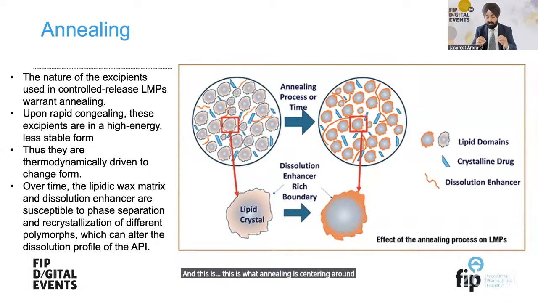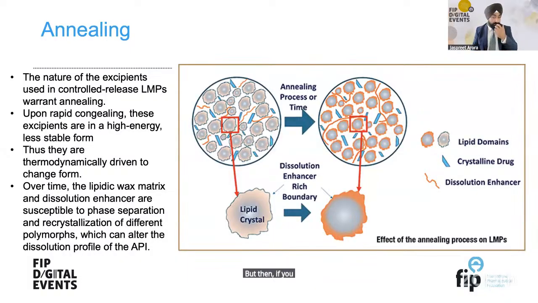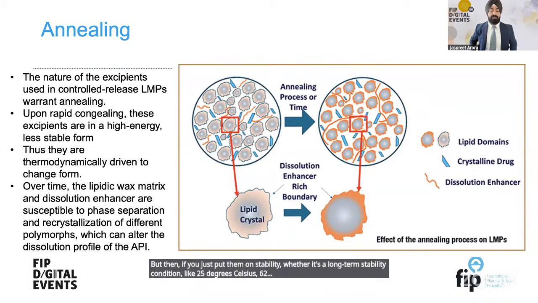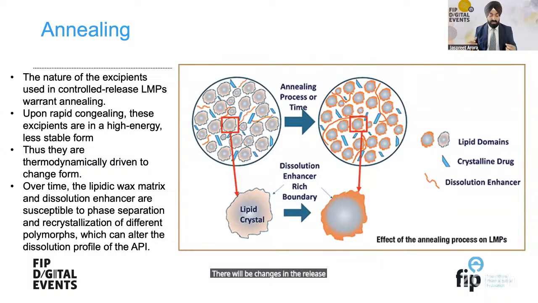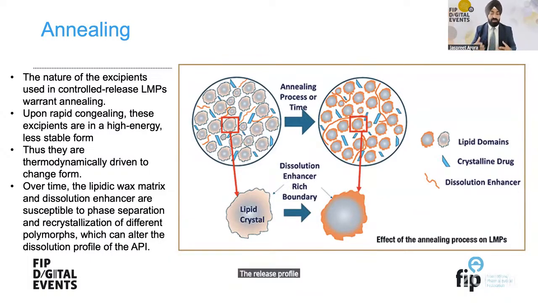It's basically you get these quickly congealed lipid multiparticulates. If you do a dissolution run, you will see that they will have a certain profile. But then if you put them on stability, whether it's a long-term stability condition like 25 degrees Celsius, 60% relative humidity, or accelerated 40 degrees Celsius, 75% relative humidity, you will see that there will be changes in the release profiles. And that is something that obviously you do not want. Once you get a certain dissolution curve, you want the release profile to not change.